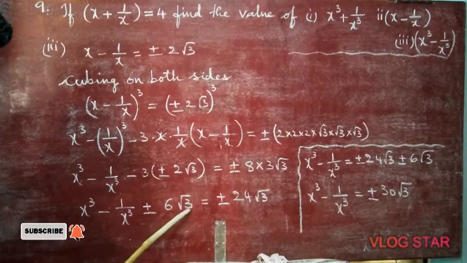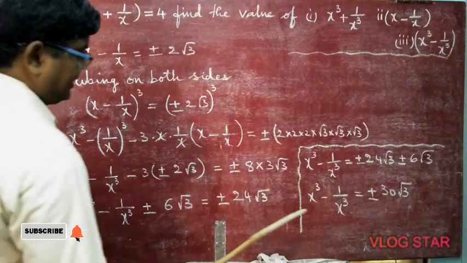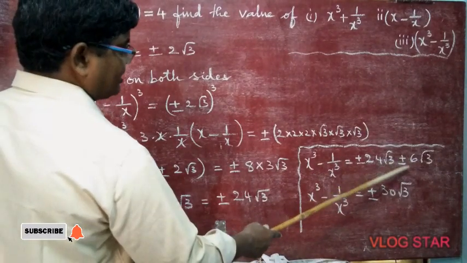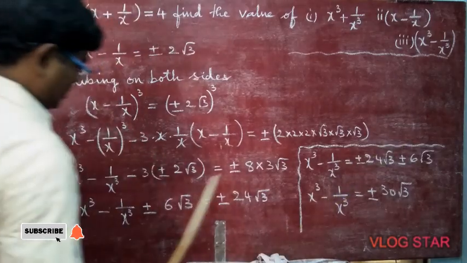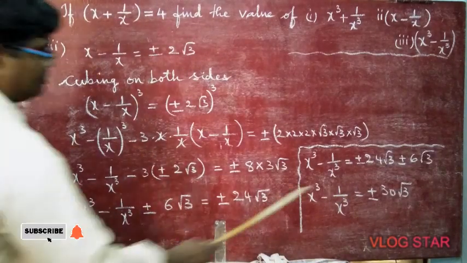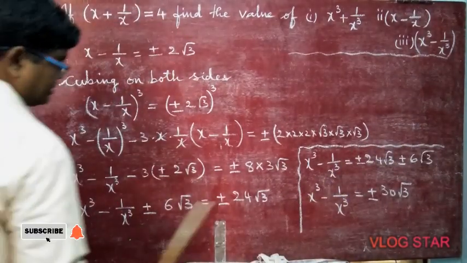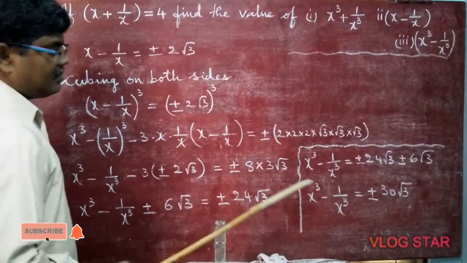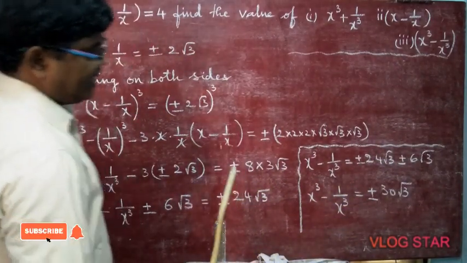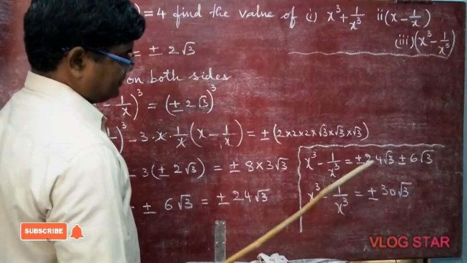Plus or minus 6 root 3 you take from left to right. Again it will be plus or minus 6 root 3. How, you will be asking? Plus becomes minus. Minus becomes plus. So plus or minus goes from left side. Again it will be like plus or minus only.